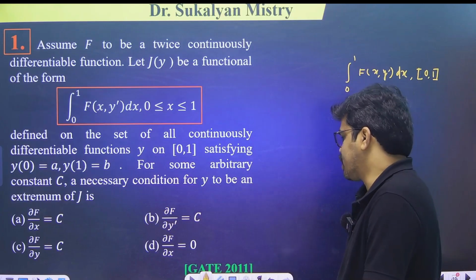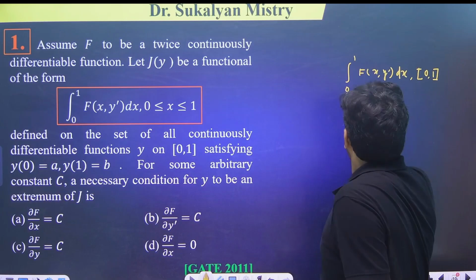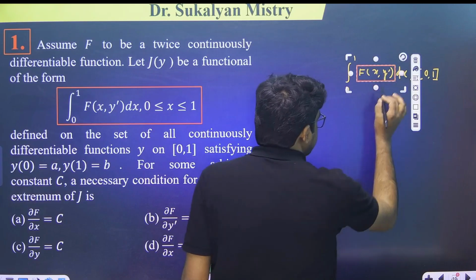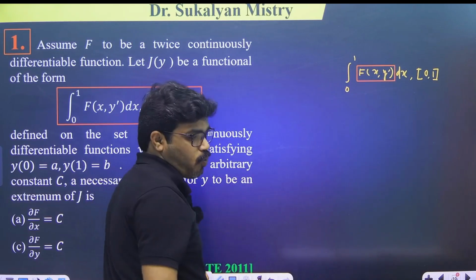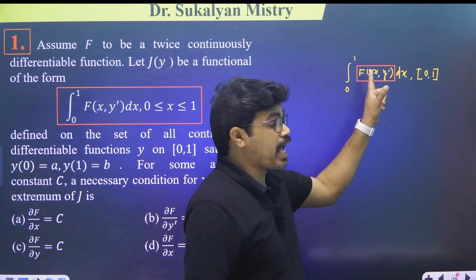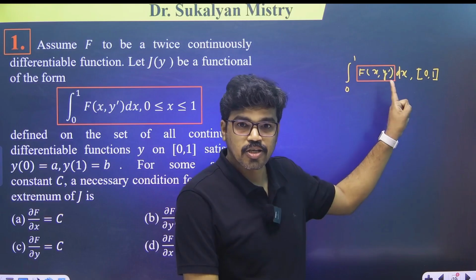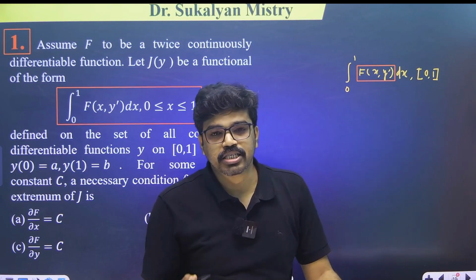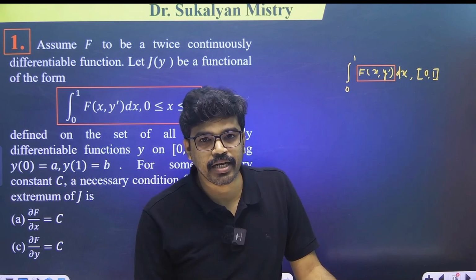What is the necessary condition? Just see this form. F is a function of x and y dashed only, right? F is a function of x and y dashed only. So here y is absent. That means the function f is independent of y.